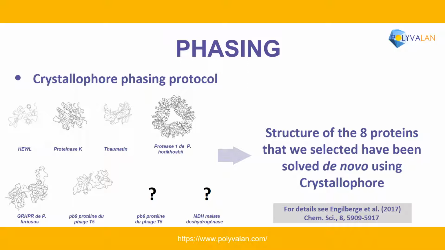Using our phasing protocol, we have been able to solve de novo all the proteins of our test panel. This includes, of course, the 2 proteins of unknown structure. In all cases, the high quality of the phasing process allowed us to automatically build a large portion of the atomic model.